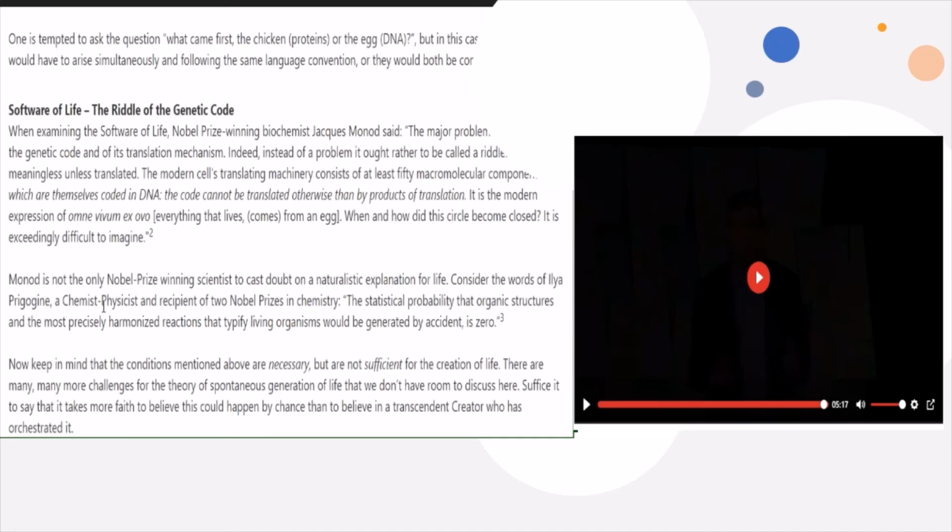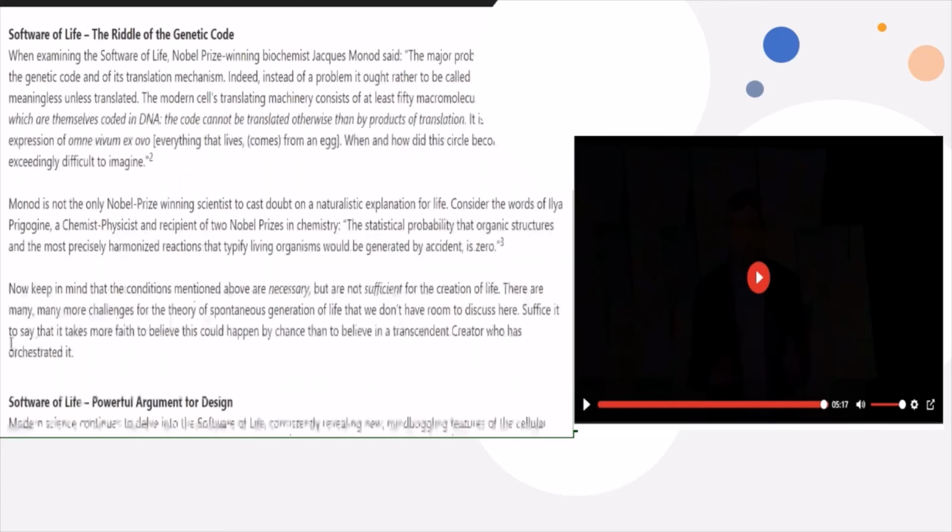Prigogine, chemist, physicist, and recipient of 2 Nobel Prizes in chemistry: The statistical probability that organic structures and the most precisely harmonized reactions that typify living organisms will be generated by accident is 0. Now keep in mind that the conditions mentioned above are necessary but are not sufficient for the creation of life. There are many, many more challenges for the theory of spontaneous generation of life that we don't have room to discuss here.